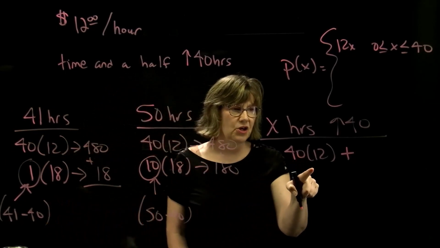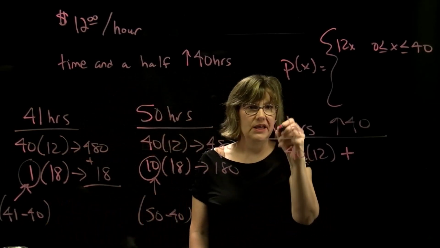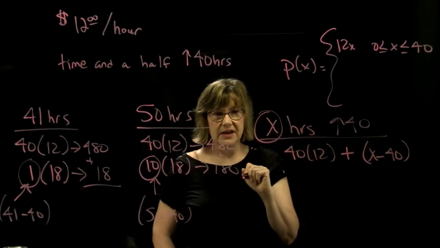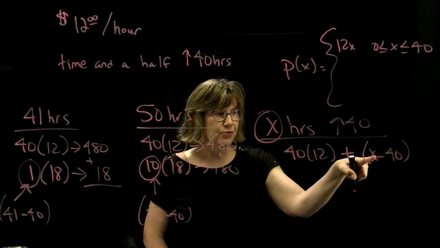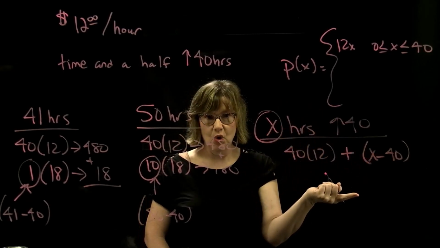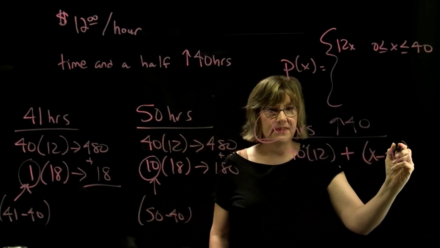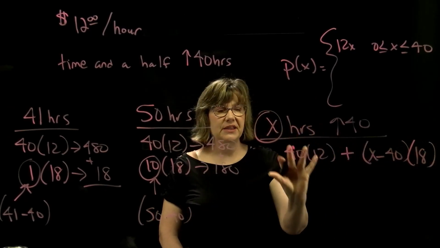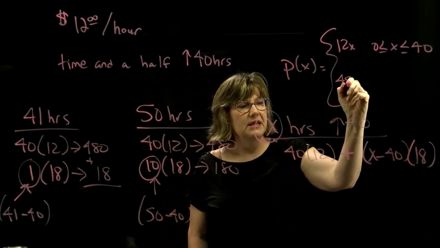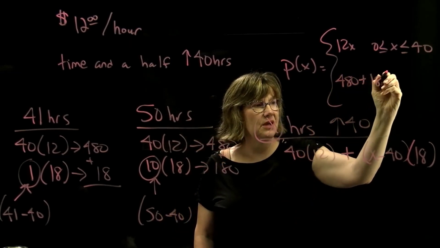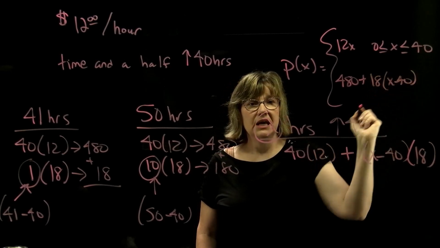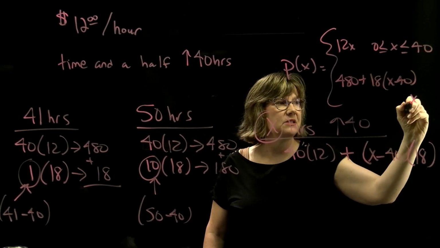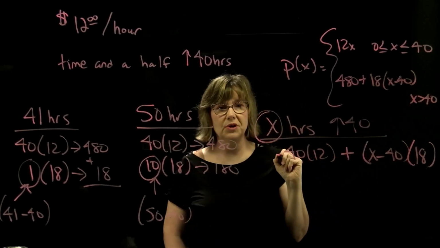So over here, what are we going to do? Well, if we work, say, 50 hours, we would take the 50 minus the 40 to get what's left. If we work 41, it'd be 41 minus 40. It's the excess over 40. And then that gets paid $18 an hour. Now, I actually like the format of this better. 480 plus $18 an hour, x minus 40. And then my little requirement over here, I'm going to run out of space, but x has to be more than 40 hours. Otherwise, that doesn't work.